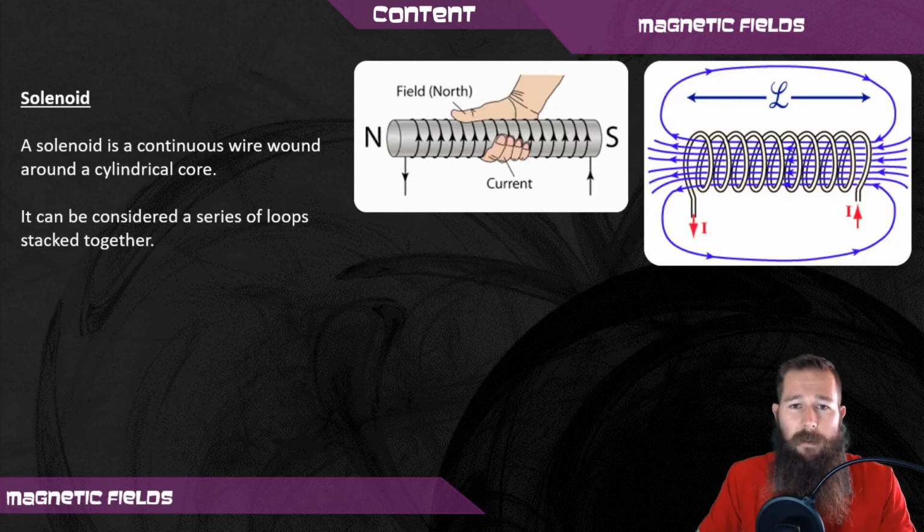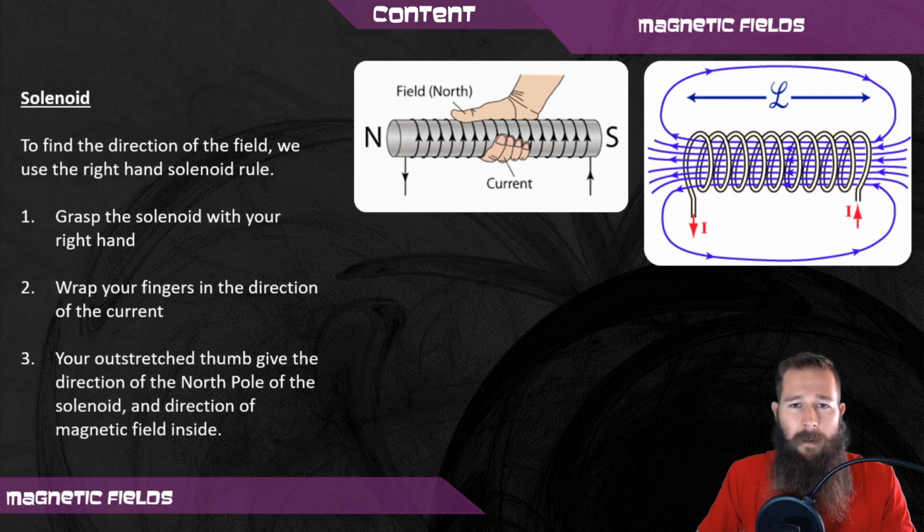So a solenoid is just a continuous wire wrapped around a core, and effectively it's a series of loops stacked together. To find the magnetic field around a solenoid, we again use our right hand. This time our fingers point in the direction of the current, wrapping around the solenoid, and our thumb points in the direction of north. So we can see in this diagram on the right, if we wrap our fingers around this solenoid in the direction of the current, our thumb will be pointing left, which is the direction of north.